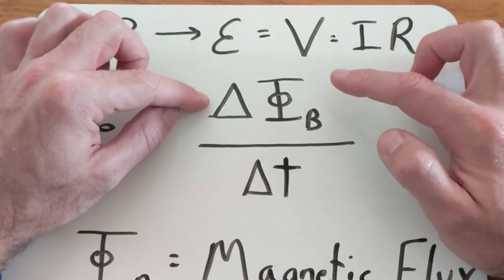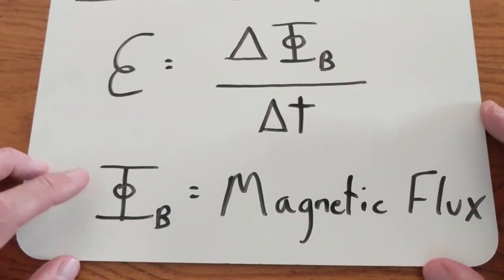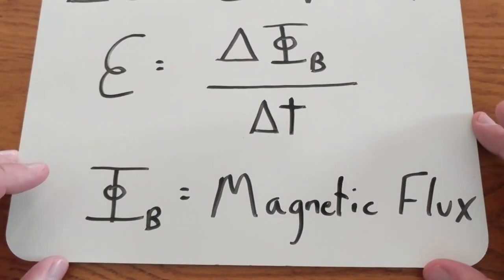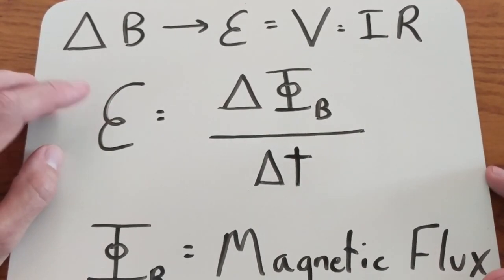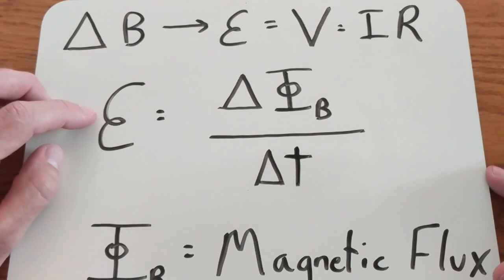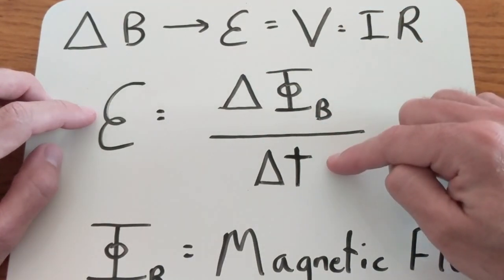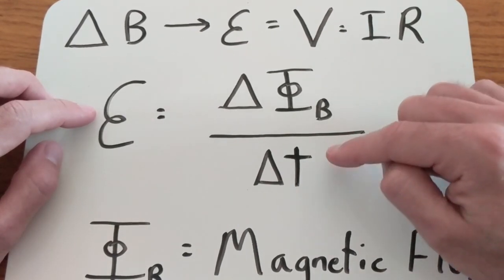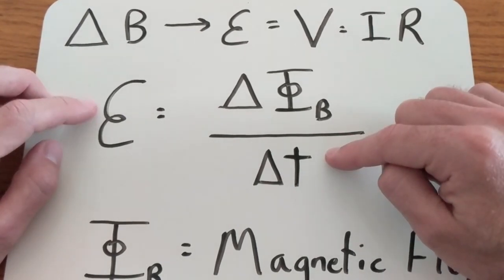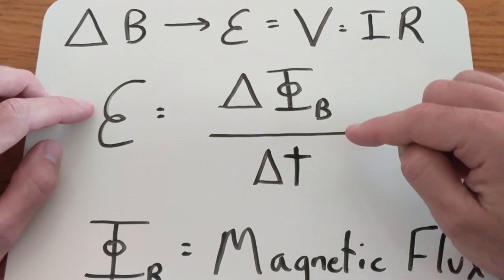Now this thing is called magnetic flux. I think it's iota B, but I'm not really sure. I just always called it magnetic flux. That's what we're going to call it. So the amount of EMF we get, in other words, the amount of induced voltage, is equal to the change in magnetic flux per time. If the magnetic flux changes quickly, then we get a higher voltage. If it takes a long time for it to change, then we get a lower voltage.